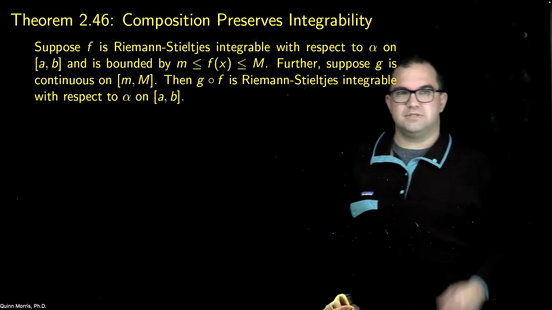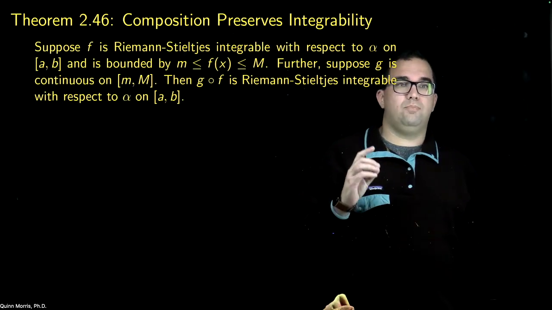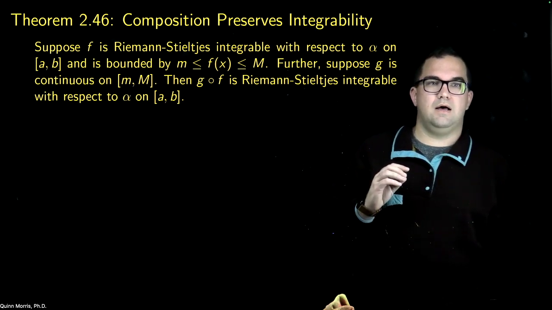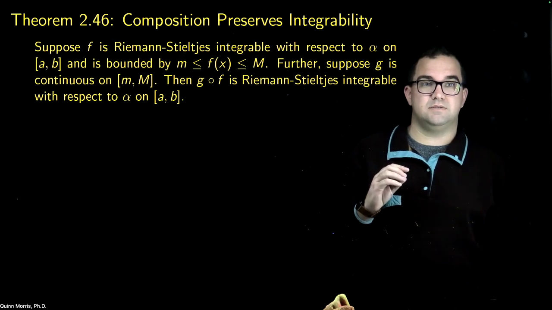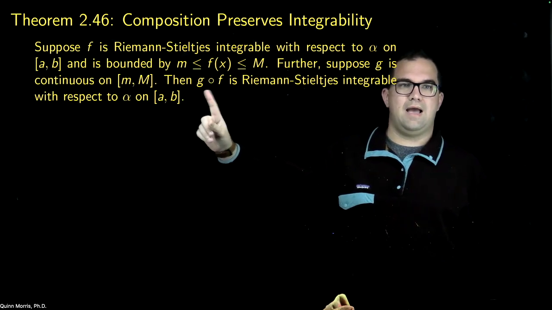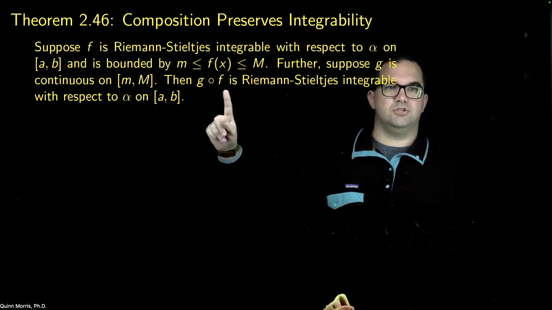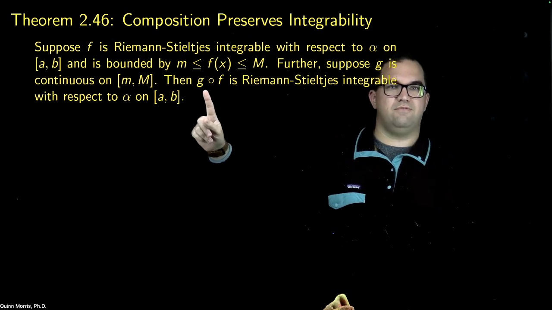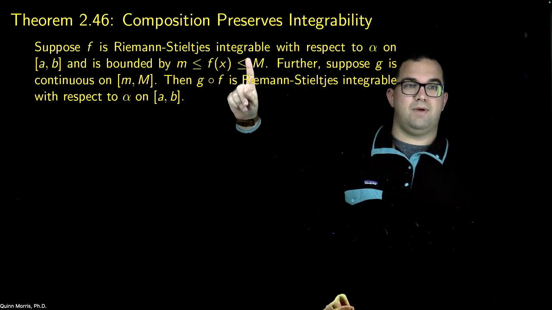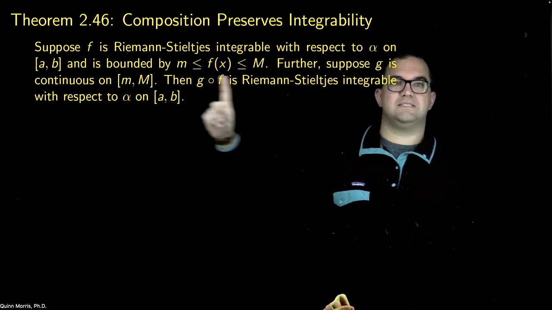And so the last thing I just want to show you is actually this theorem. We're not going to prove it, but it actually turns out that composition will preserve integrability if one of your functions is continuous. So be a little careful here because the book swaps the roles of f and g from the way I did it earlier. So just think in terms of inside and outside functions. Your inside function here is f and your outside function is g. What this says is, suppose your inside function is Riemann-Stieltjes integrable and bounded, and suppose g is continuous.